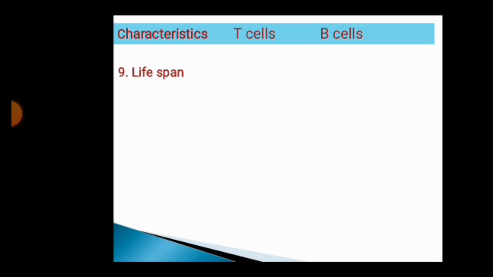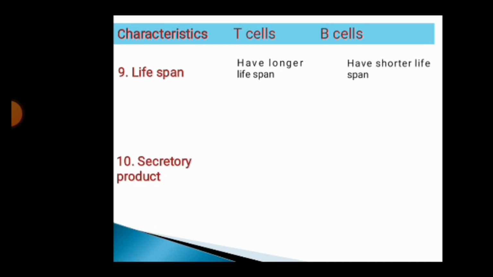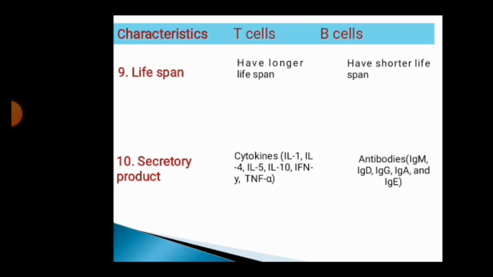Now, number 9 is the lifespan. T cells have a longer lifespan, whereas B cells have a shorter lifespan. Number 10 is the secretory product. T cells secrete cytokines, and the cytokines are IL-1, IL-4, IL-5, IL-10, IFN gamma, TNF alpha, that is tumor necrosis factor alpha, etc. B cells secrete antibodies. There are 5 classes of antibodies. These are IgM, IgD, IgG, IgA, and IgE.